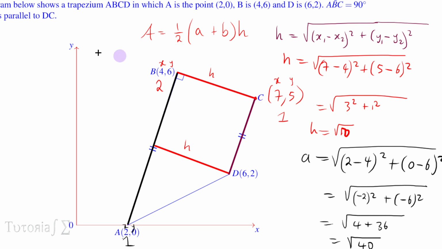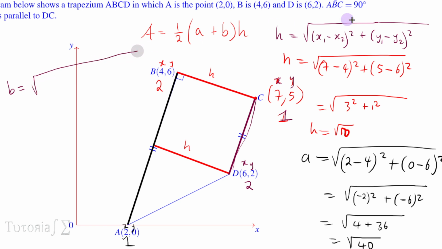Then now we just need to find B, which is this length from here to here. Okay, so we have the coordinates there. This will be our 1, and that will be our 2. It doesn't really matter which one you choose. So this is our X, this is our Y, that is our X, that is our Y.